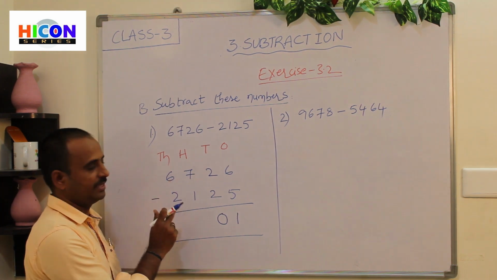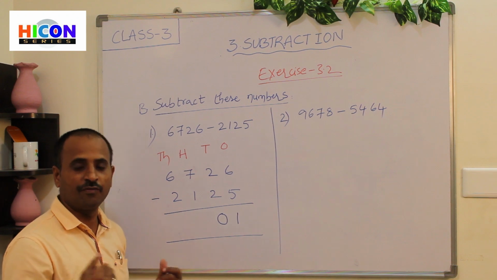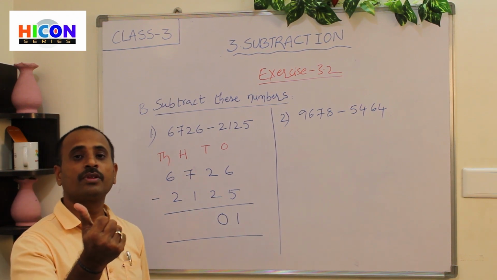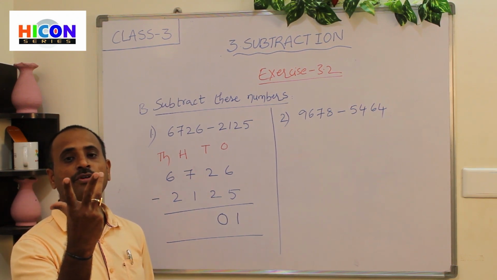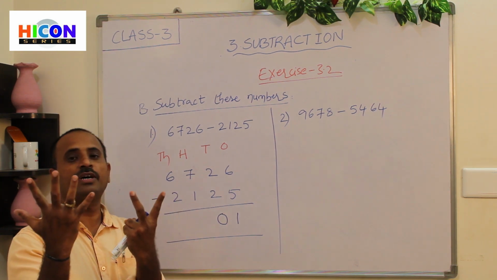Now go to hundreds place. What is the first number here? 7. So open 7 fingers of your hand. 1, 2, 3, 4, 5, 6, 7. What is the second number?